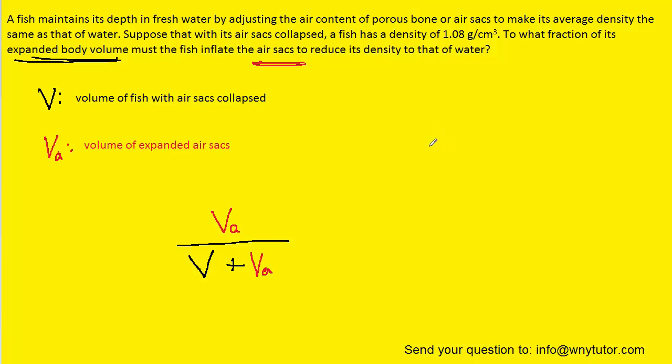Now, we know in general that the density of an object is equal to its mass divided by the volume. Since our fraction contains volumes, what we really want to do is rearrange this equation and solve for V. So we'll multiply both sides by V, so it cancels out on the right-hand side, and then divide both sides by the density. So we can see that volume is equal to mass over density. So, for example, when the fish has its air sacs collapsed, we can say that its volume is equal to the mass of the fish divided by the density of the fish.